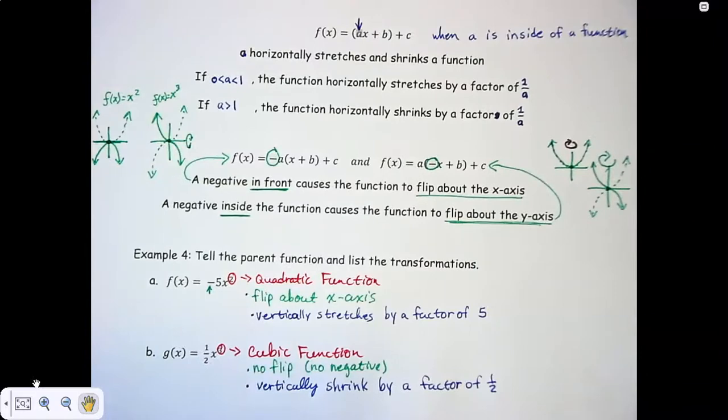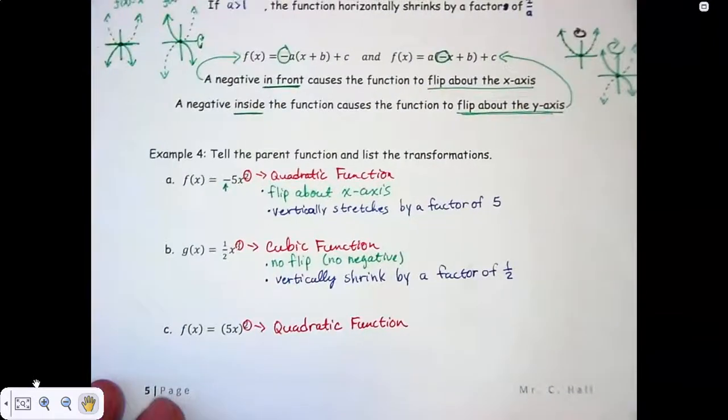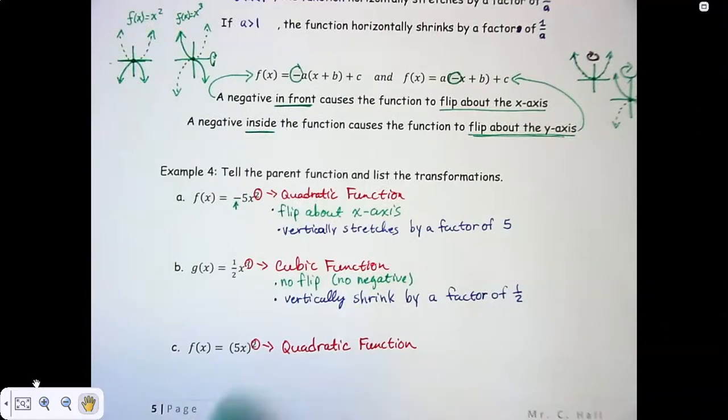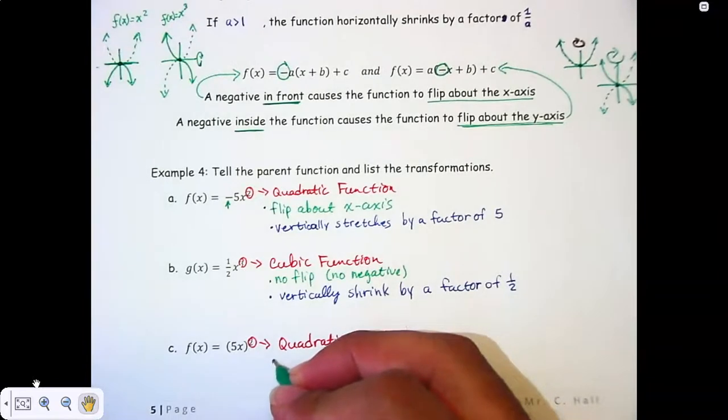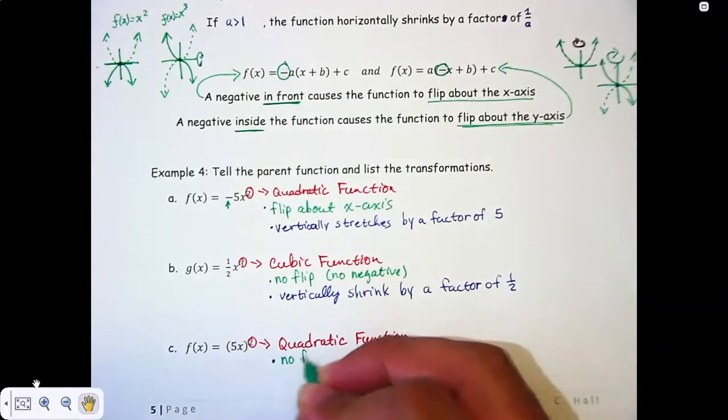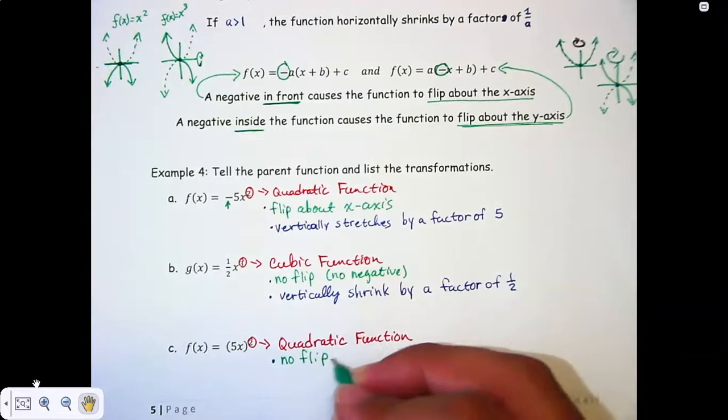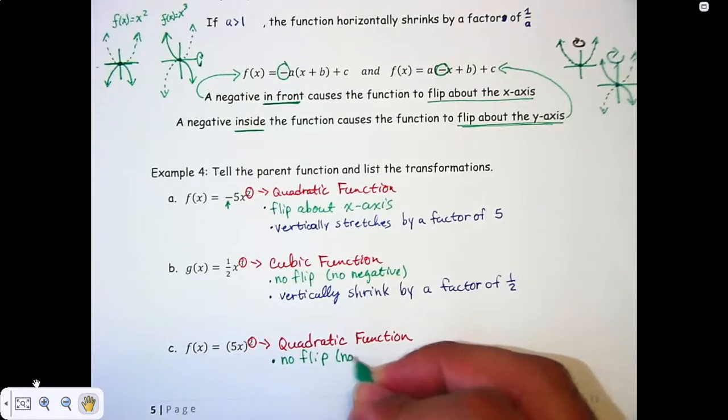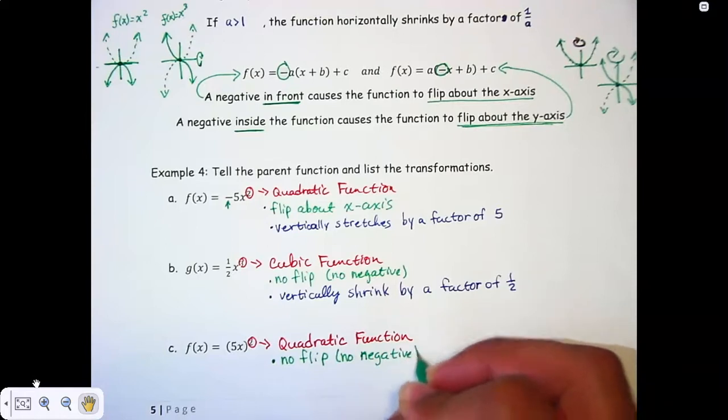All right. Then we're going to come to C. And this time, again, there is no flip because there's no negative. No negative, no flip. No negative, no flip. Okay, so again, if there's no negative, we don't flip.